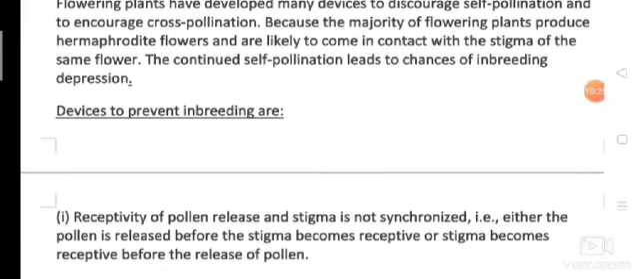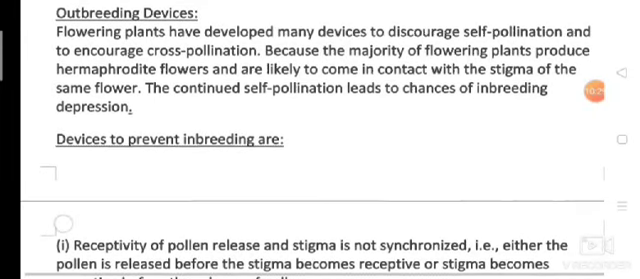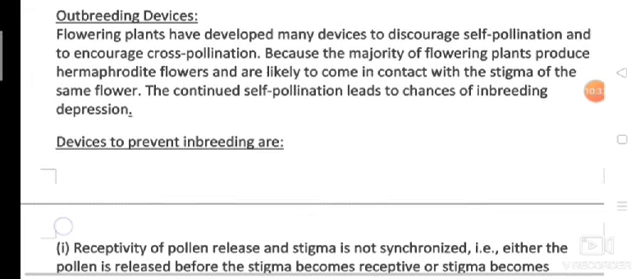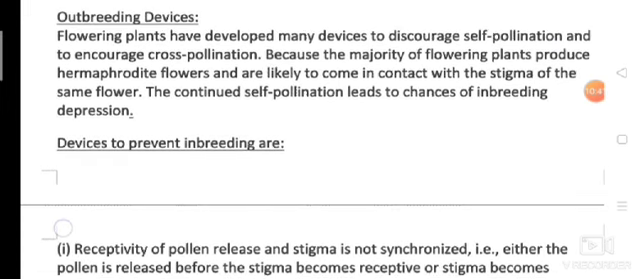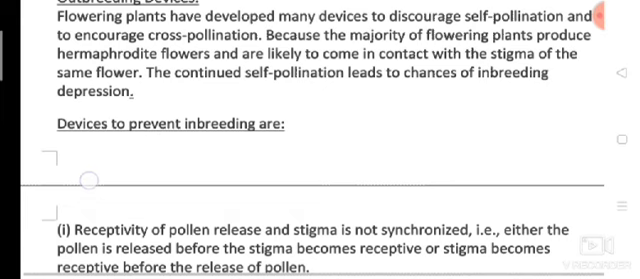Outbreeding devices. Flowering plants have developed many devices to discourage self-pollination and encourage cross-pollination, because the majority of flowering plants produce hermaphroditic flowers and are likely to come in contact with the stigma of the same flower. Continuous self-pollination leads to inbreeding depression.